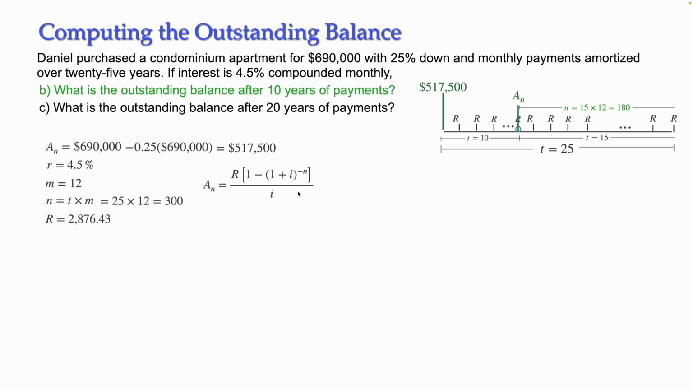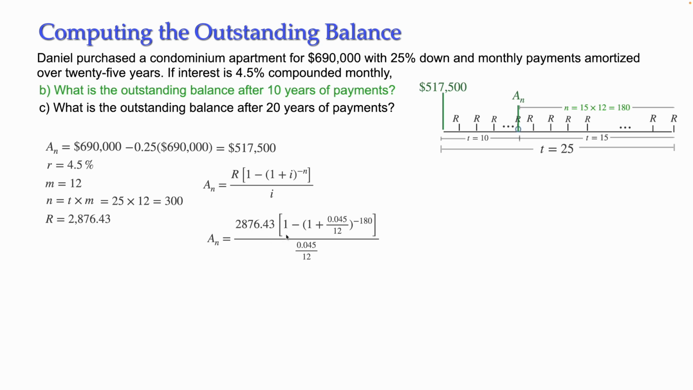Let's use it. We know the periodic payment that we already computed is 2,876.43. The only thing that you will change is the number of payments, and it will be the number of missing payments. And there are 180 payments. So put 180 here and make the substitution.